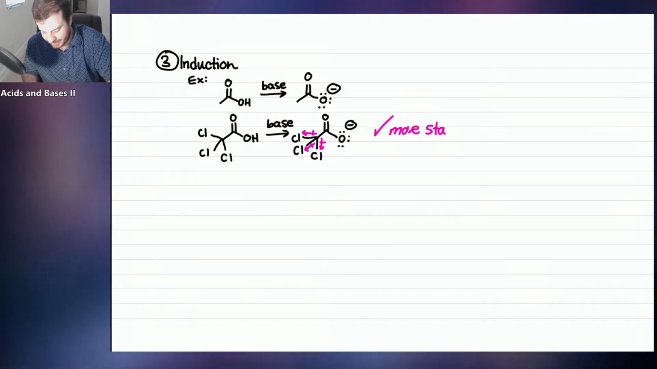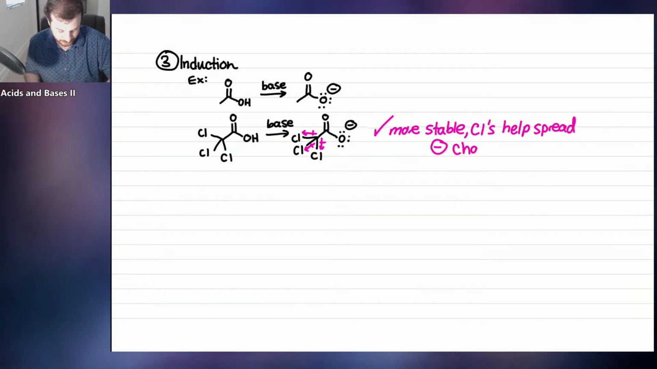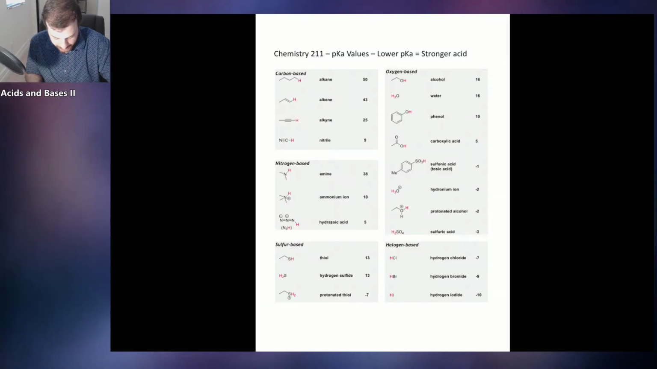We've got electronegative atoms nearby that can suck that negative charge and spread it throughout the molecule. So more stable, the Cls help spread the negative charge. And this is really nice that we can use the ARIO method on this, because if you use the pKa table, you'd be at a loss to determine the different acidities of these guys. They're both carboxylic acids, and when you look at the pKa table, you'll see that there's only one entry for carboxylic acid, it's 5. So how are you going to determine?